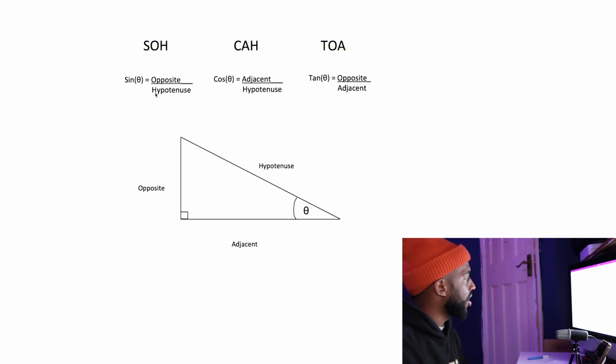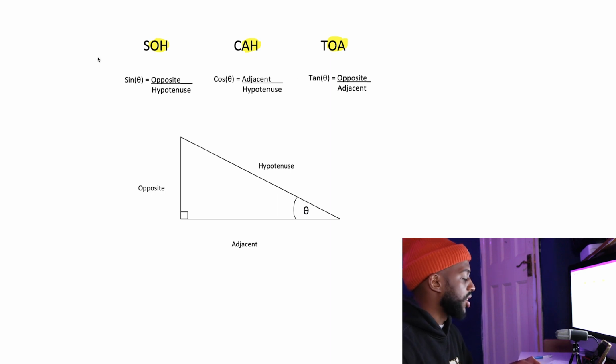Okay, and the way we use this acronym is if the question is involving the opposite and the hypotenuse, we use sine to work out our missing angle or the missing length. If the question involves the adjacent side and the hypotenuse side, then we're going to use cos to find the missing angle or the missing side. And lastly, if the question involves the opposite and the adjacent, we're going to use tan to work out the missing angle or the missing side.